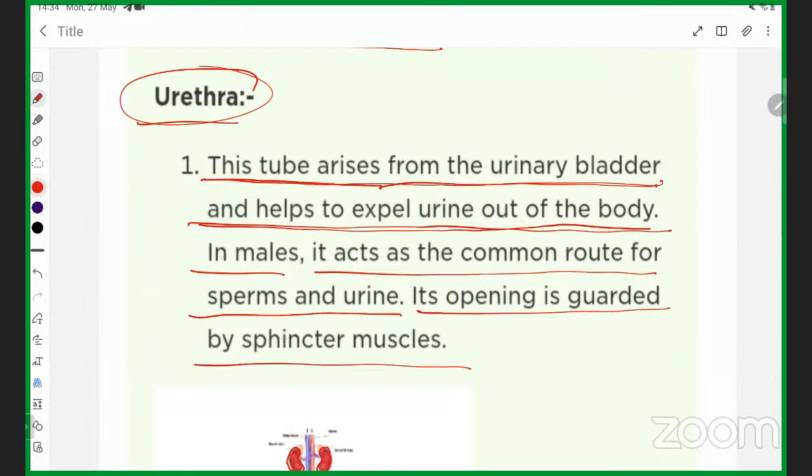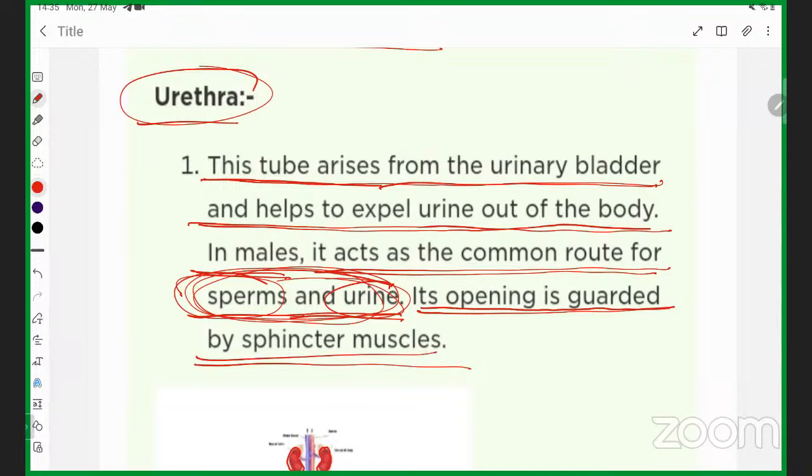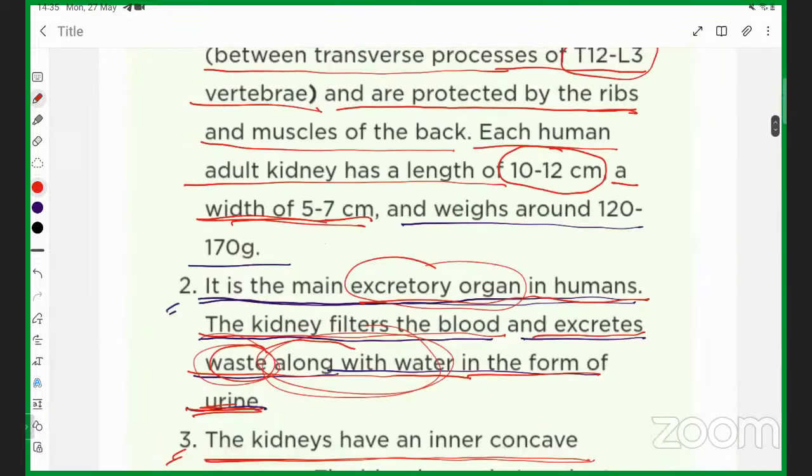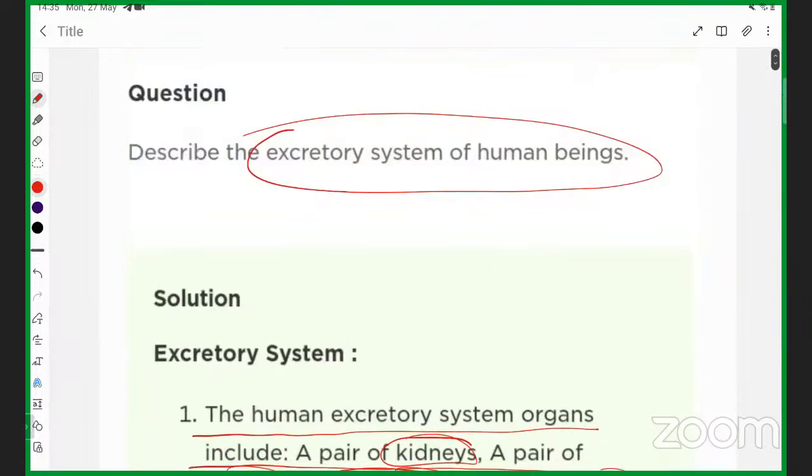It helps the urine to expel out of the body in males. It acts as a common route for the sperm and urine. So in the male it is the same, student, the same route for both sperm and urine. Its opening is guarded by a sphincter muscle. So this is all about the excretory system in human beings, student.